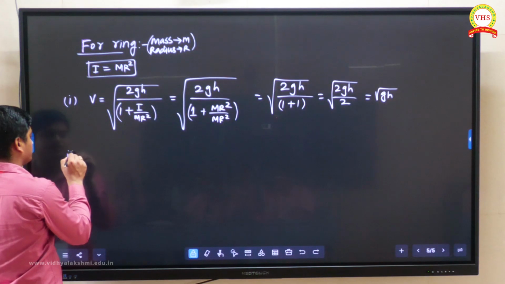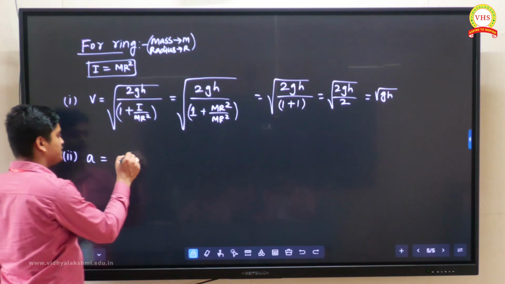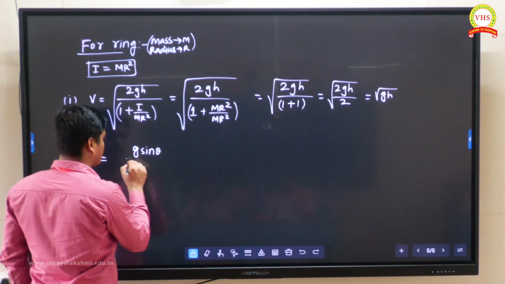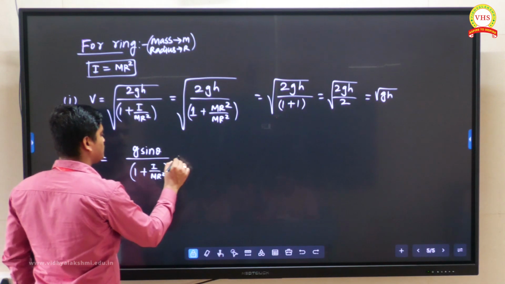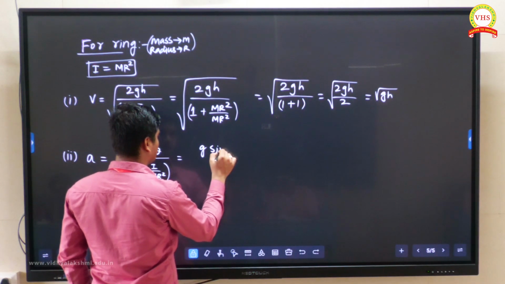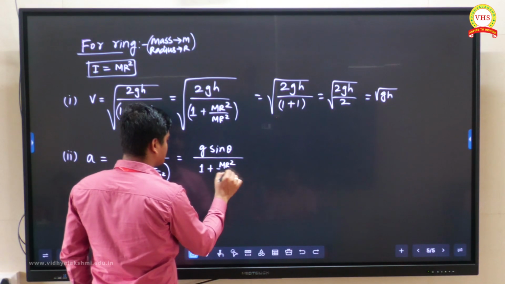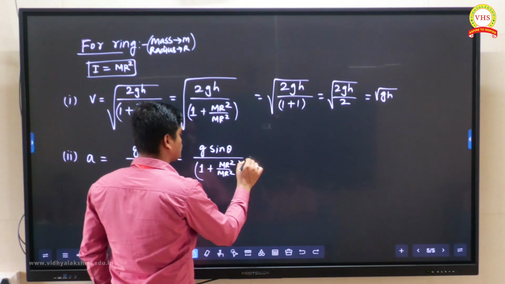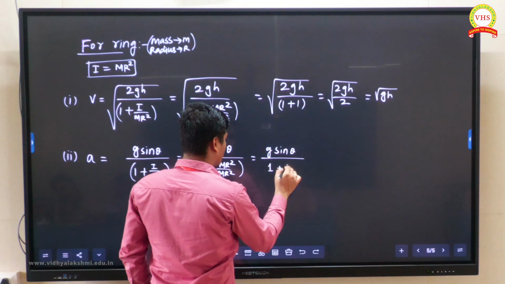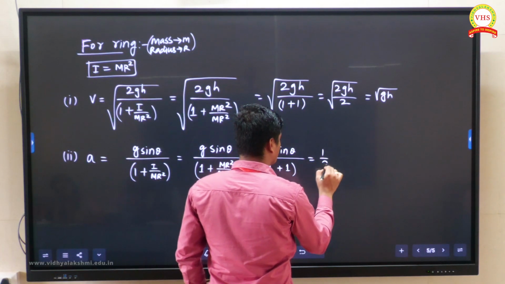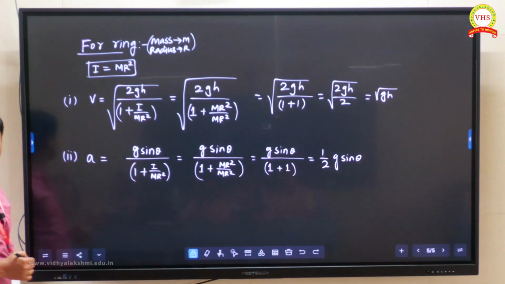Now second one, listen. If you want to find acceleration, what is acceleration here? Acceleration formula is g sin theta divided by 1 plus I by mr square. Now g sin theta divided by 1 plus I is nothing but mr square, right? So mr square by mr square. So again same thing will happen. g sin theta by 1 plus 1. 1 plus 1 what? 2. So 1 by 2 g sin theta. This is acceleration. Yes or no? Clear?